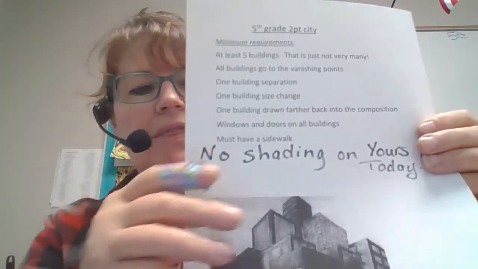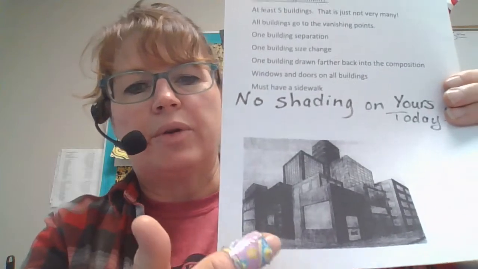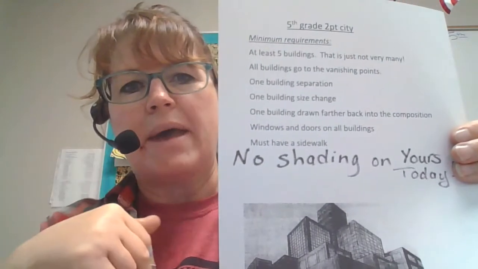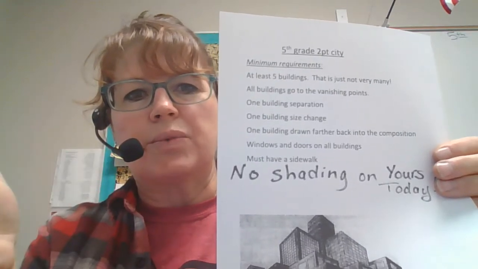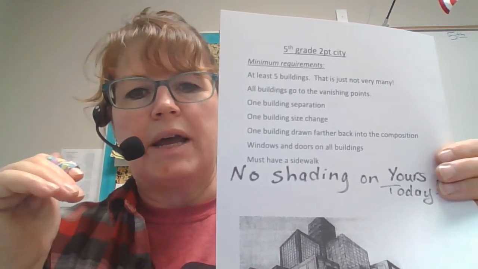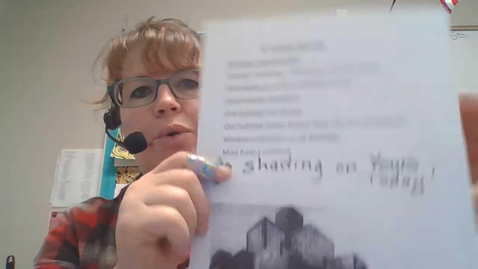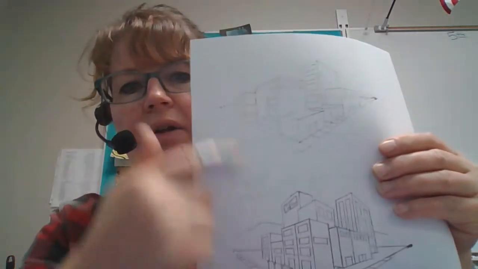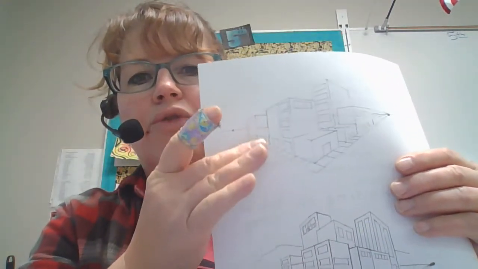And then the last one says you must have a sidewalk visible. You can kind of see it in this one, but the ones on the back, you can see the sidewalk. So that means it shows us a road and it shows a sidewalk with some lines on it. And then the last thing here, I put no shading for yours today because we're going to do this in color starting next week. So we want a simple line drawing.